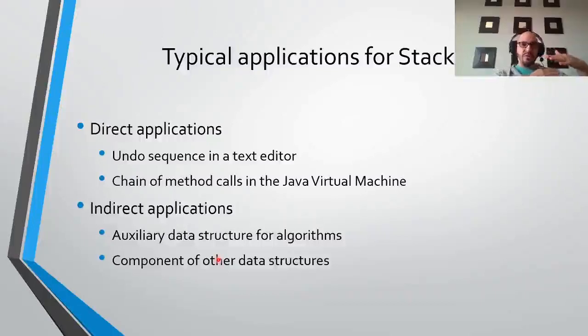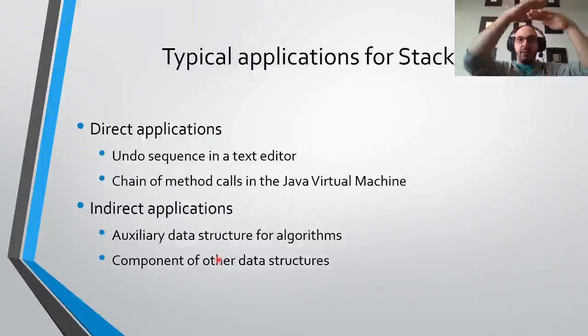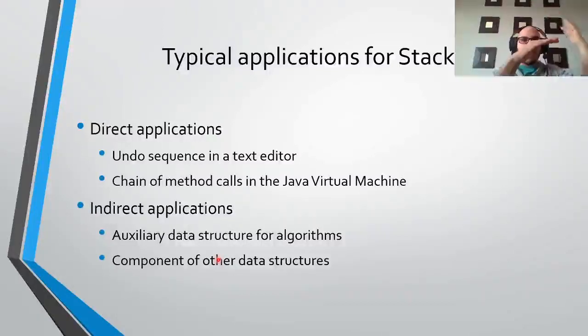So every time you make changes, those changes get piled in a stack. And when you do undo, what you're doing is removing elements from the pile of the stack. So that is a typical example of where computer scientists use stacks for a particular application.